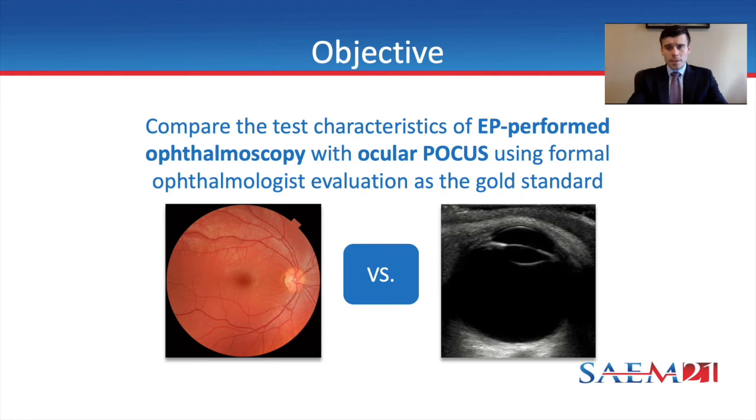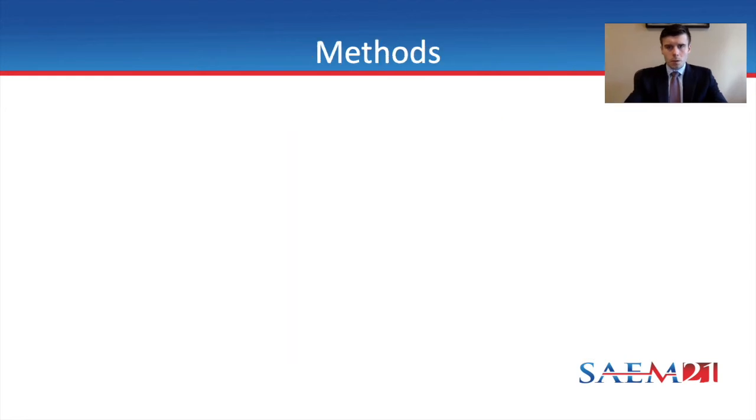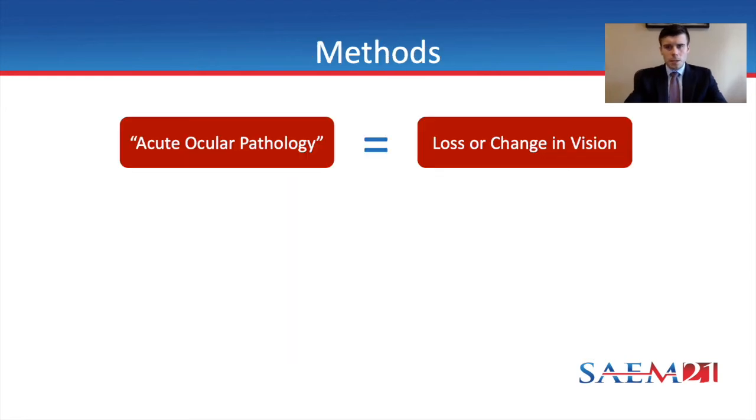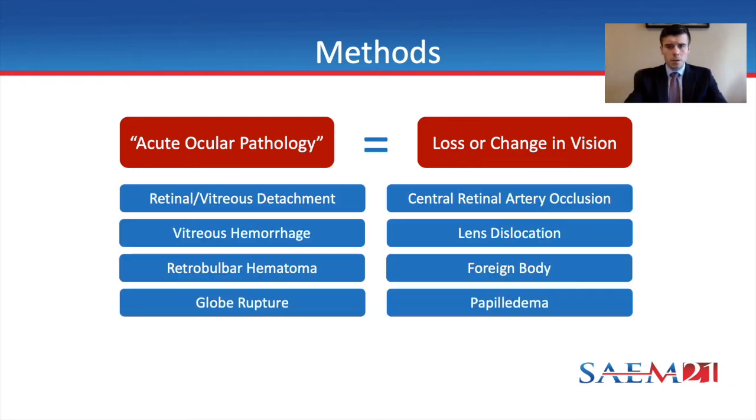As such, the objective of the study was to compare the test characteristics of EP-performed ophthalmoscopy with ocular POCUS using formal ophthalmologist evaluation as the gold standard. We evaluated patients who had acute ocular pathology, which we defined as those patients who were presenting with a loss or change in vision. These are the most common conditions that we encountered during our study.